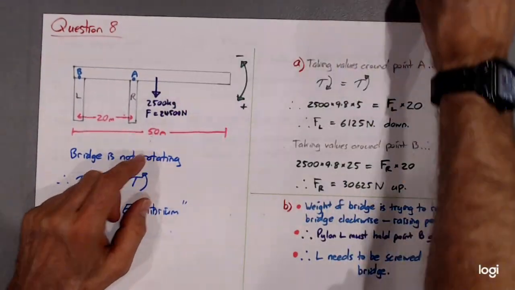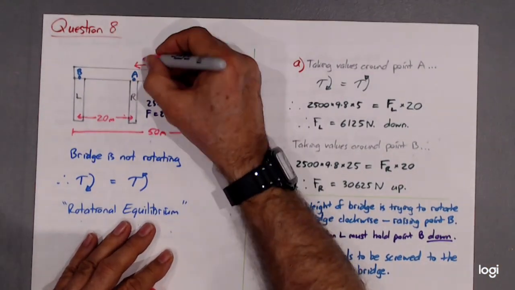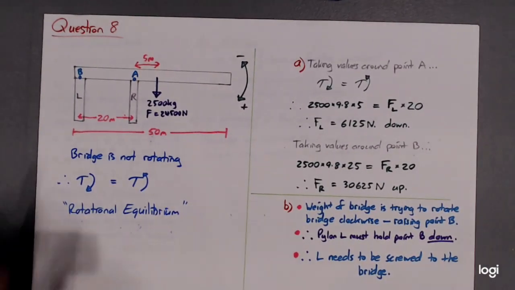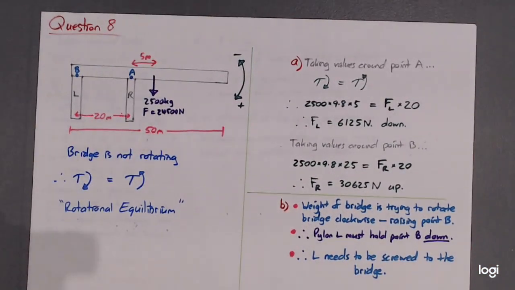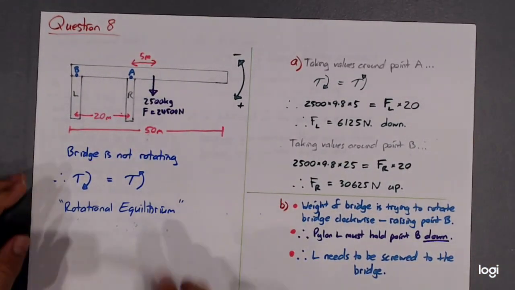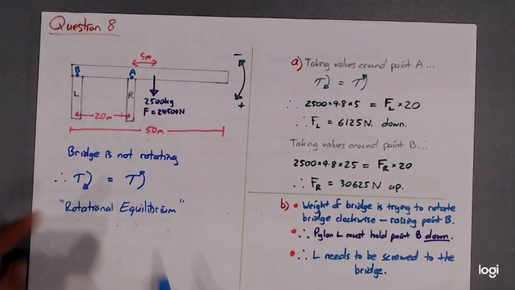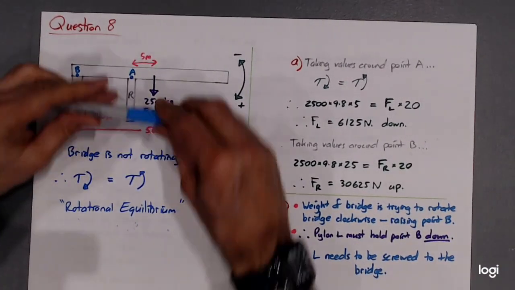So taking moments around point B, because that'll be the fulcrum of the motion if R is gone, right? That is the force trying to move it clockwise, right? mg times 25, because this point is 25 meters away from B. Okay. And FR is 20 because this point is 20 meters from B. Solve that, find this, okay? FR turns out to be 30,625 newtons up.